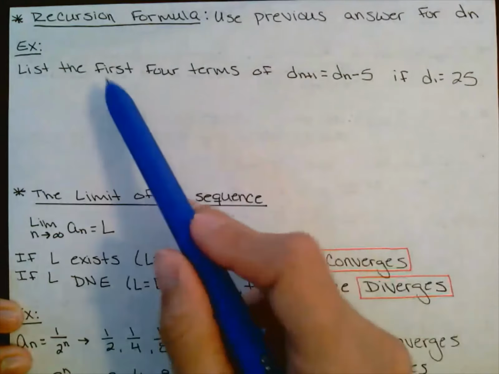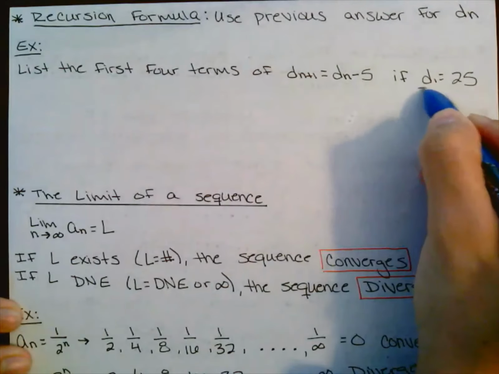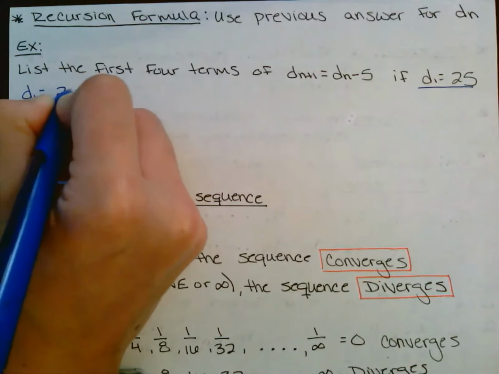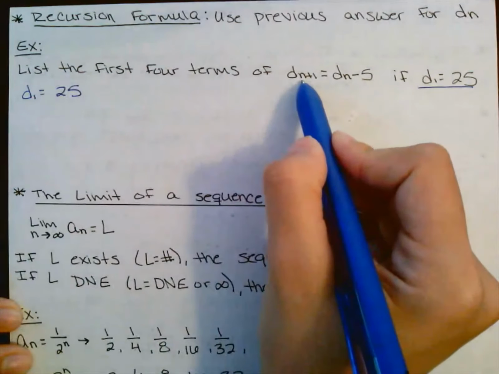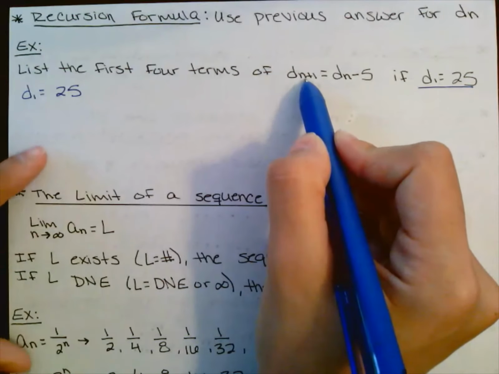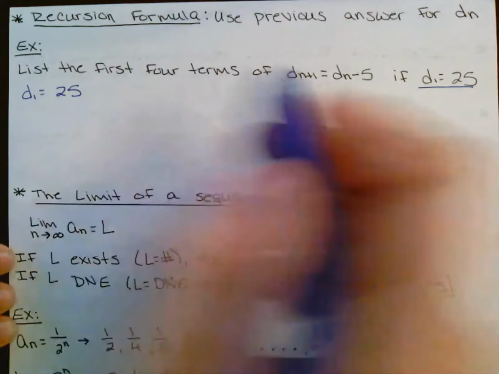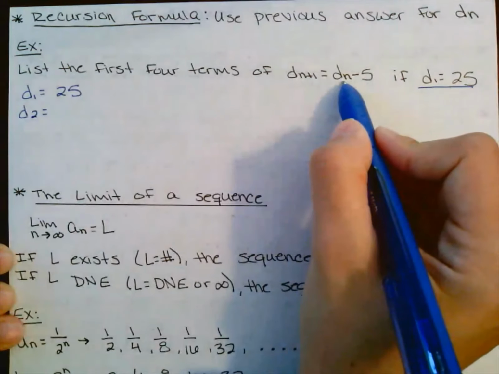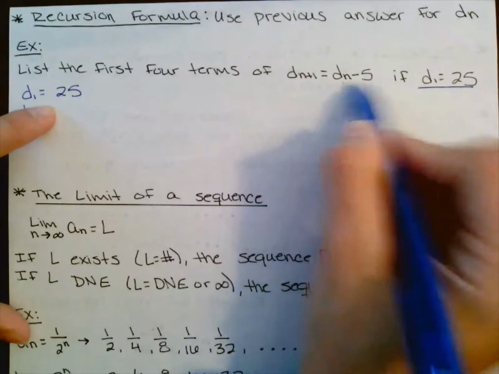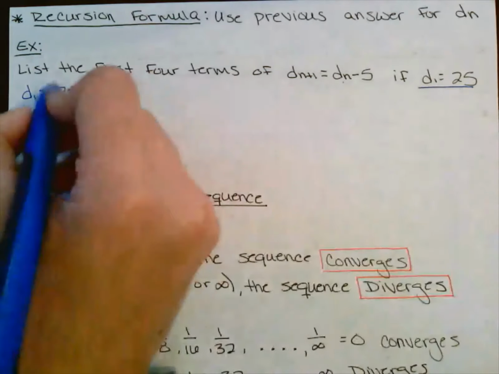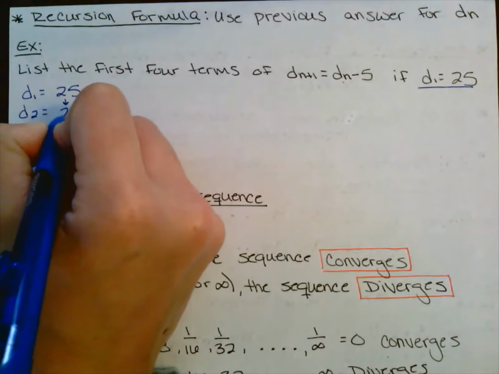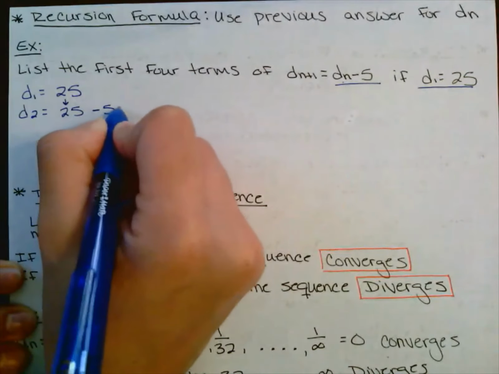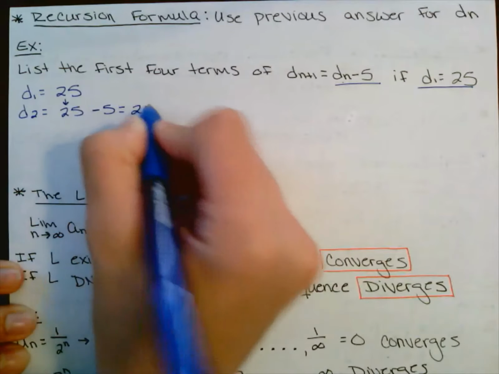So, for example, if they want the first four terms, they're already giving you the first one here. They're telling you that d sub 1 is 25. So now, if I go up to the next term, it means plus 1, meaning the upcoming one, right? That would be d sub 2. I'm going to use what d sub n was, the previous one, which in this case was 25, right? I'm going to bring that down and say 25 minus 5. And that's going to give me 20.